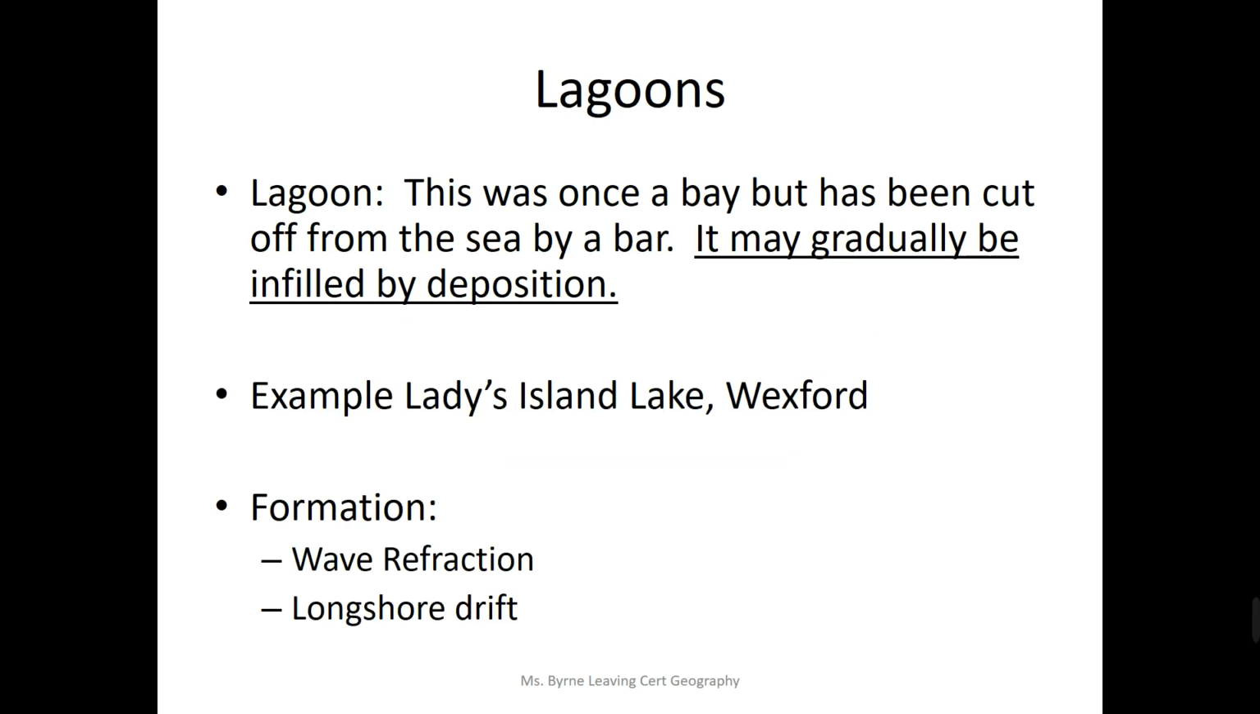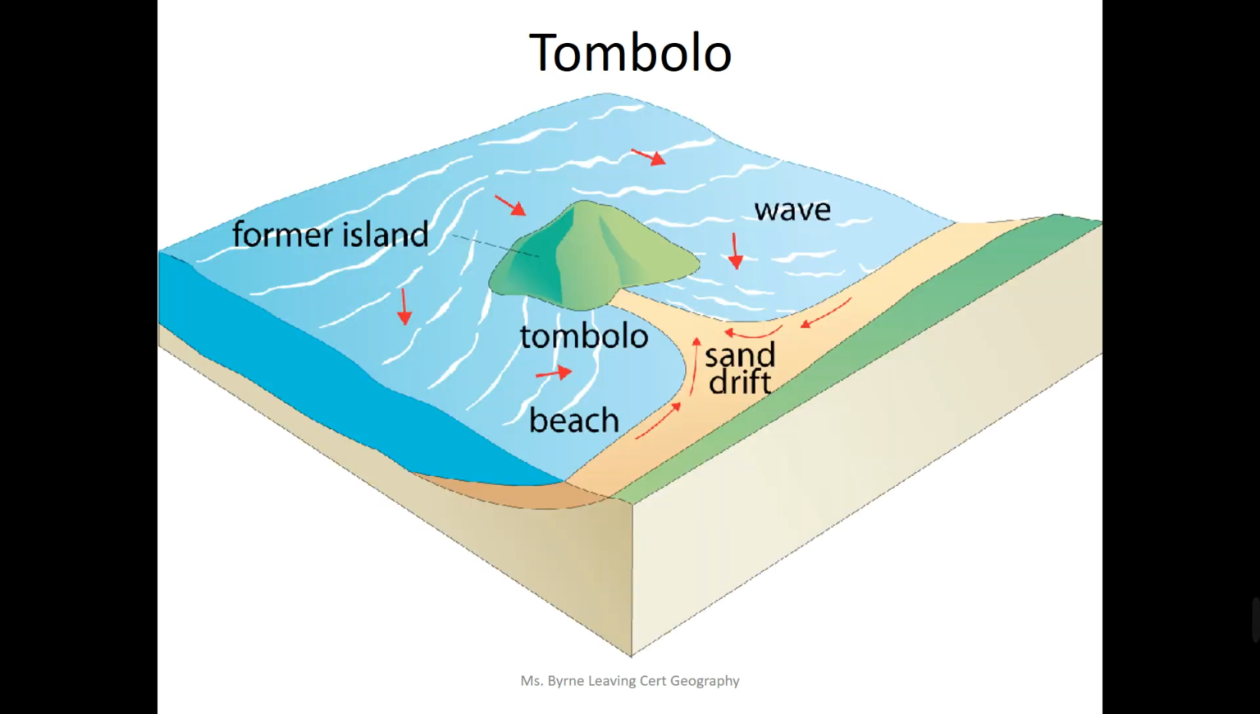A lagoon then was once a bay, but has been cut off from the sea by a bar, and it may gradually be infilled by deposition. And the example is Ladies Island Lake in Wexford. The last feature associated with this are tombolos. A tombolo is basically an island that's connected to the shore by a sandspit. So this is the island here, here is the shore, and the sandspit has grown and it's now connecting the island to the shore.